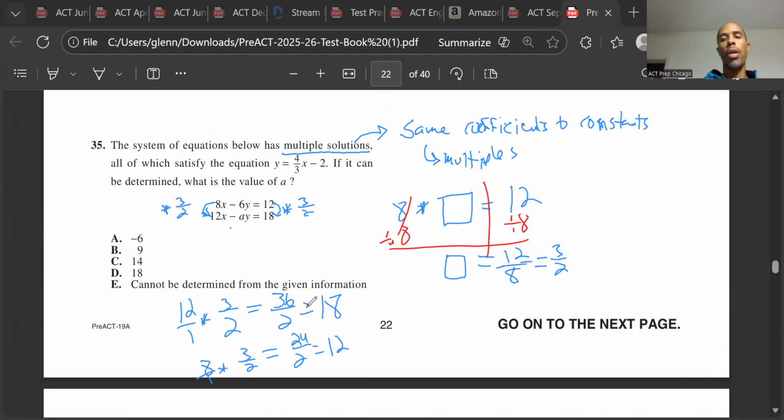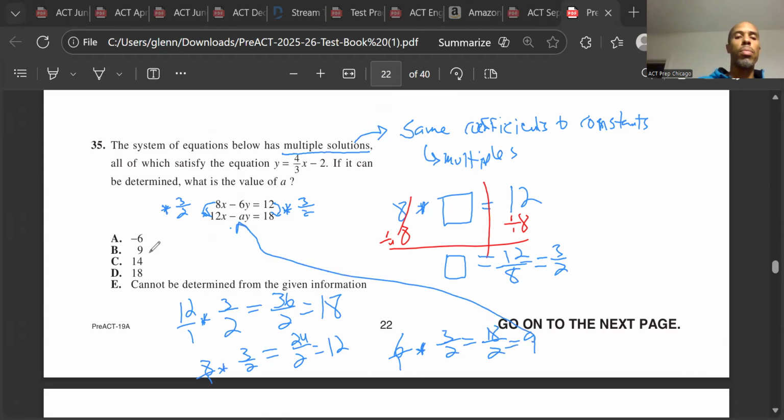So essentially, all we have to do is add 6 over 1 times 3 over 2, which is 18 over 2, which equals 9. That's where A should be. A should be 9. And that would make it many solutions because you took the top and multiplied everything by 3 over 2 to get the same as the bottom. That's an example of many solutions. If any one of those numbers were off, it would not be many solutions. It would be no solutions or one solution.